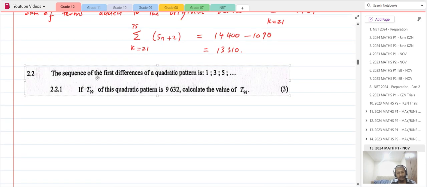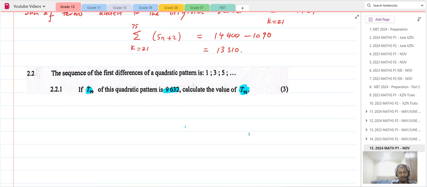The sequence of the first difference, so now we're moving on to a quadratic pattern. The sequence of the first difference of a quadratic pattern is 135. If term 99 of this quadratic pattern is 9632, calculate the value of term 98.